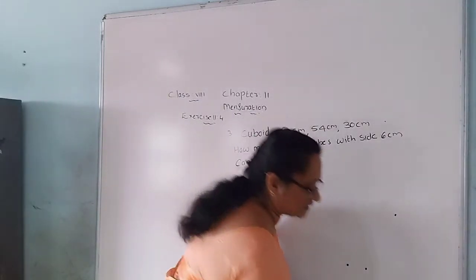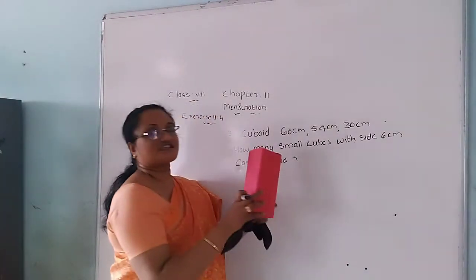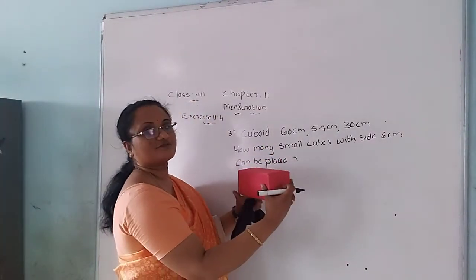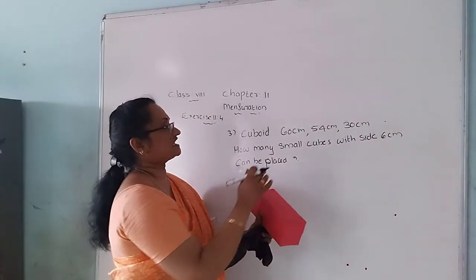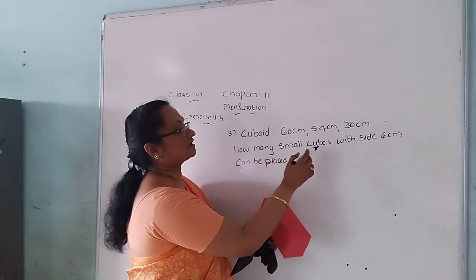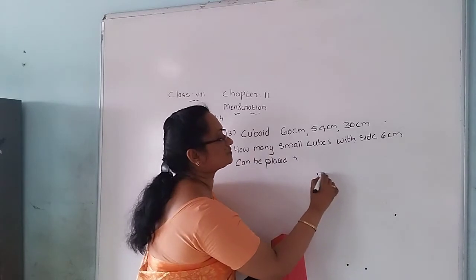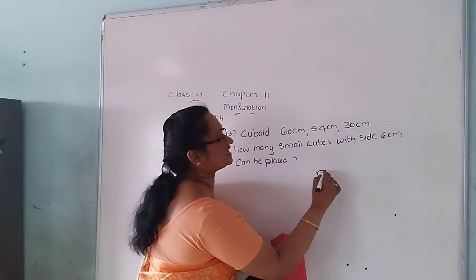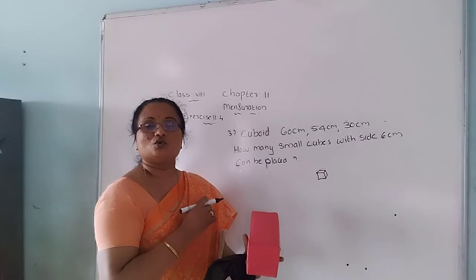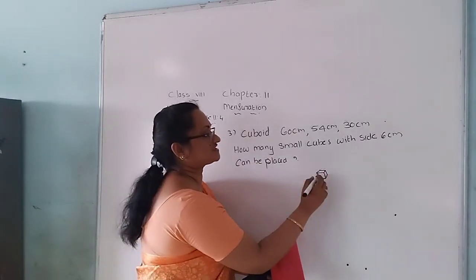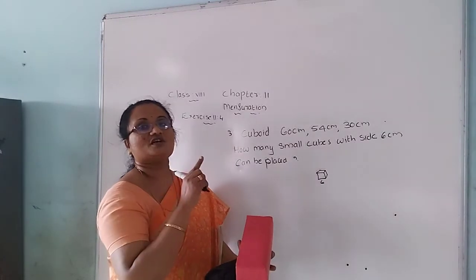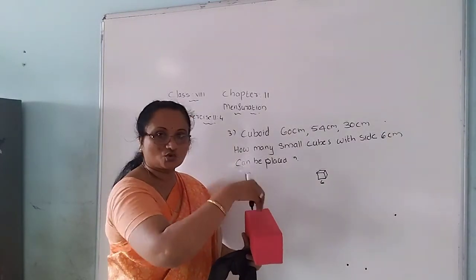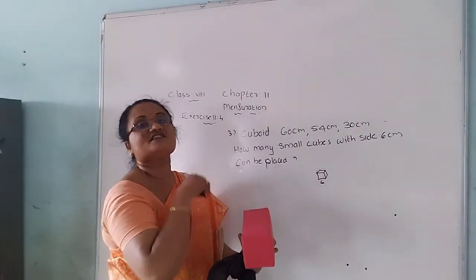Suppose, just imagine, this is a cuboid-shaped box. I open this box and keep small cubes inside it. How many small cubes can I keep inside this box? Each of them has a side of 6 centimeter. 6 centimeter is the side of one cube. In this way, how many cubes can be placed inside this cuboid?